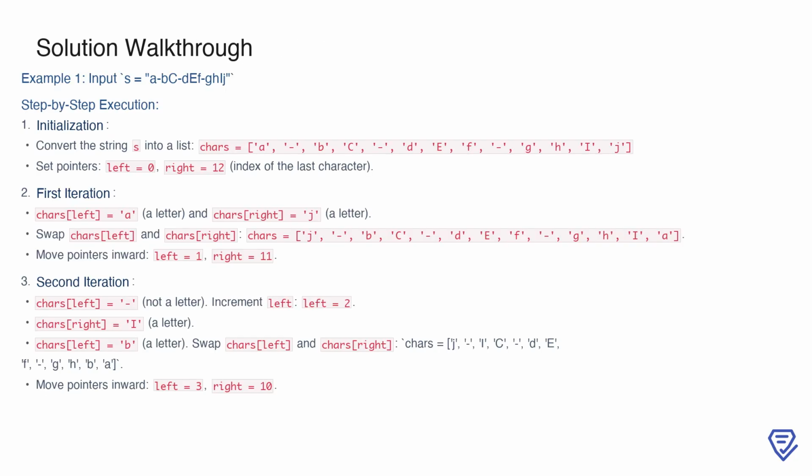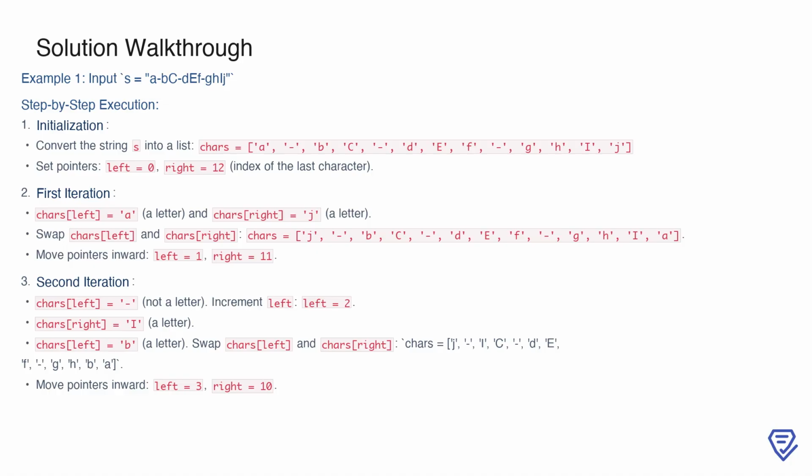To solve this problem, we start by converting the input string into a list of characters. This allows us to modify the string in place, which is more efficient. We then initialize 2 pointers, left at the beginning of the list and right at the end. These pointers will help us traverse the string from both ends.